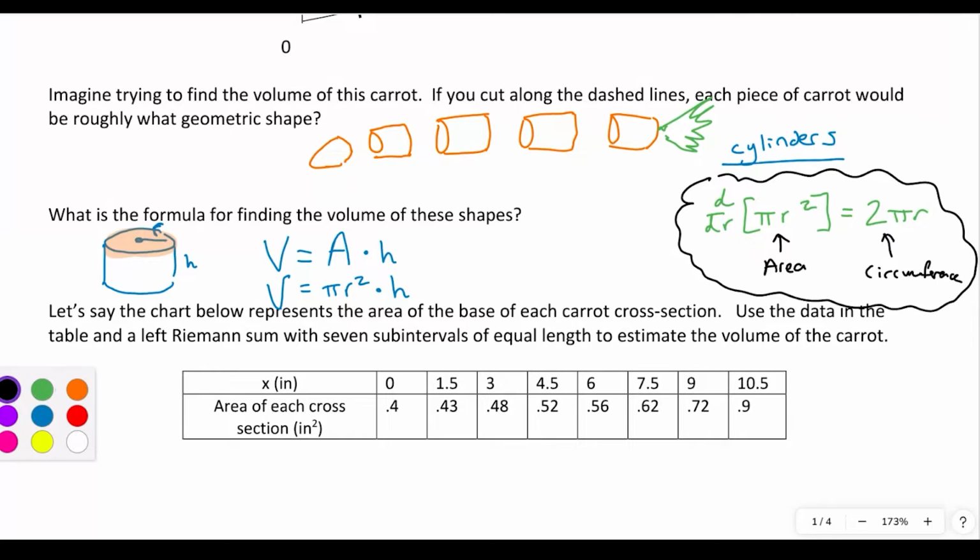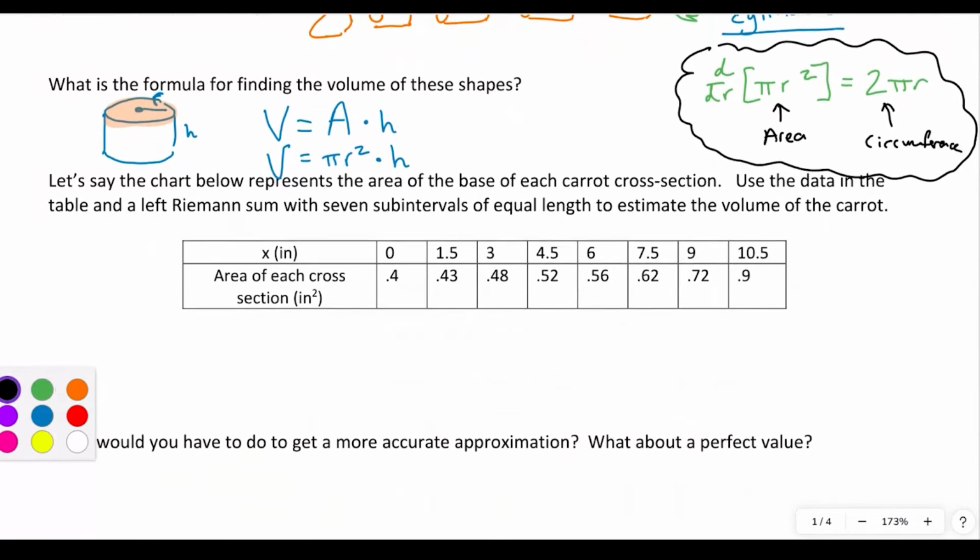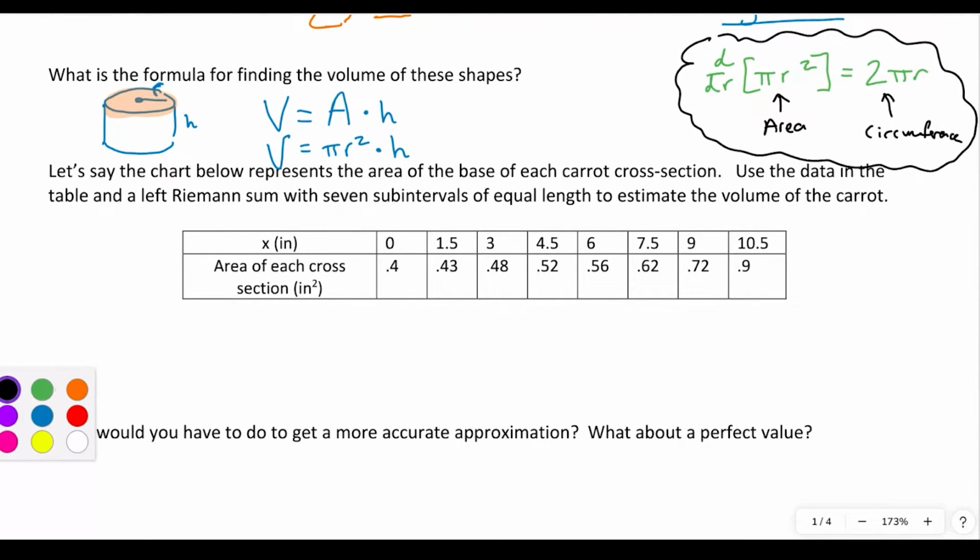Okay, so we've got these little cylinders, or instead of calling them cylinders, because these are going to be pretty narrow, I'm going to call them discs. Let's say this chart below gives you the area of each cross section. Now, the area here is not going to be computed by pi r squared, because if you have a real caret, the cross section isn't going to be perfectly circular, right? We're just trying to get an idea of roughly what it would be. But these values are going to give you the actual area.